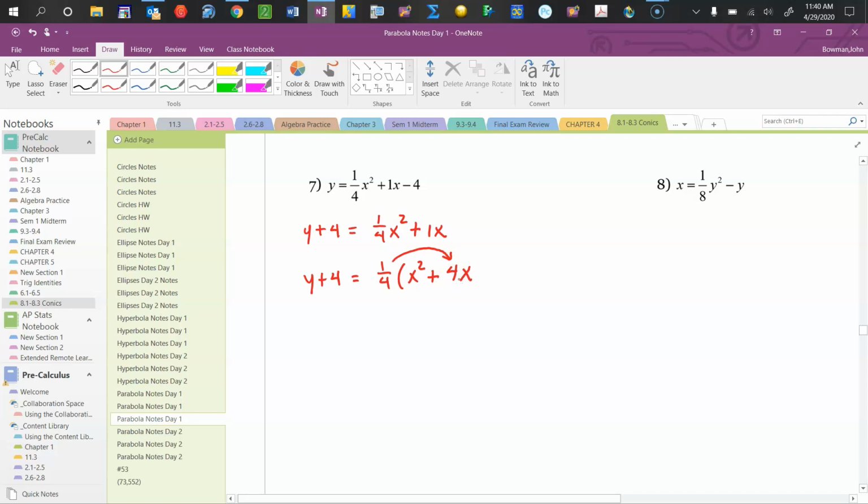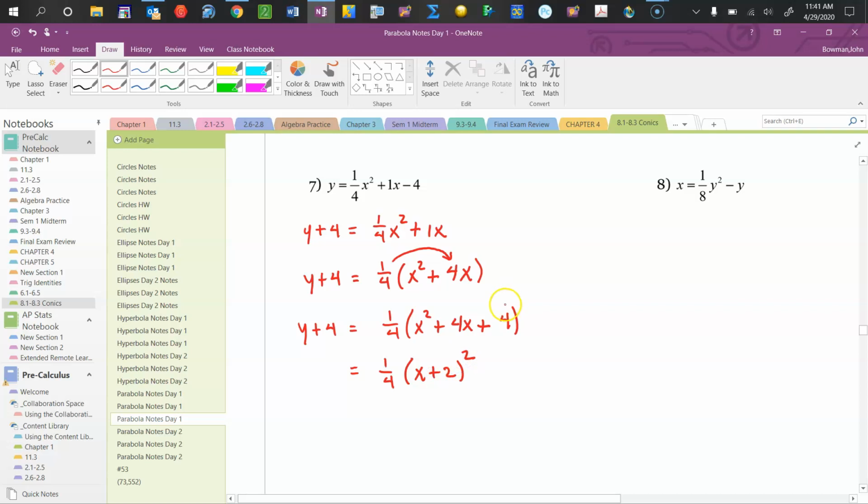So now we can complete the square for what's inside the parentheses. So it's going to go like this. Y plus 4 is equal to 1/4 times x squared plus 4x plus half of the x term squared. So half of 4 is 2. Square that, you get a 4 here. And what we end up with is the following. 1/4 times x plus 2 quantity squared.